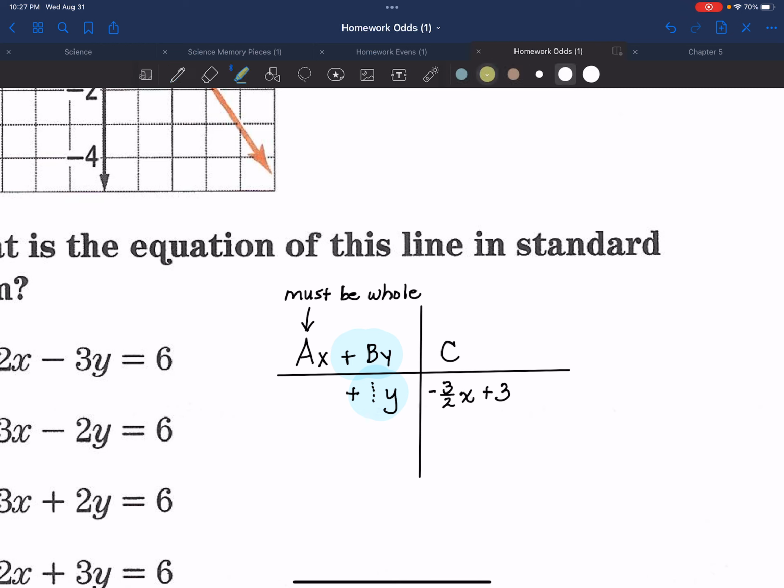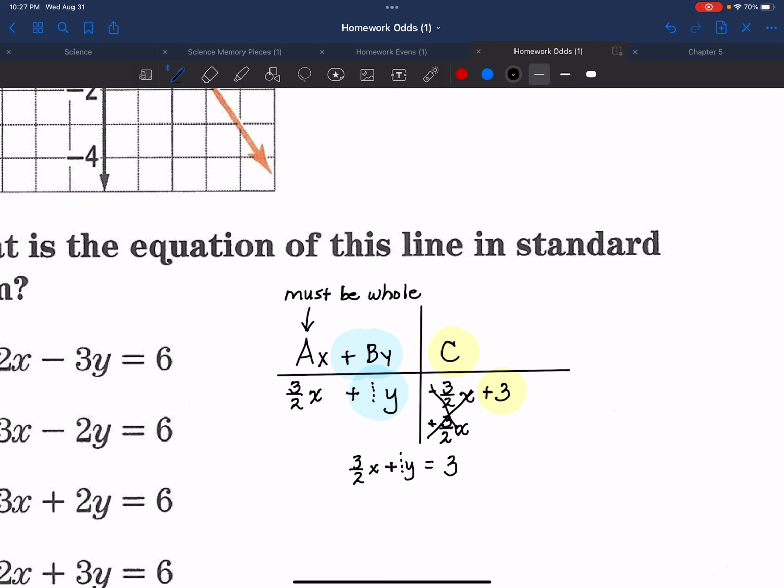C, the constant, that positive 3 is fine. But we need to move the x term over. So I'm going to say negative 3/2 x. Sorry, positive 3/2 x. So this is going to come over here as positive 3/2 x, and I'll cancel right there. So I am left with 3/2 x plus y, or 1y, equals positive 3.